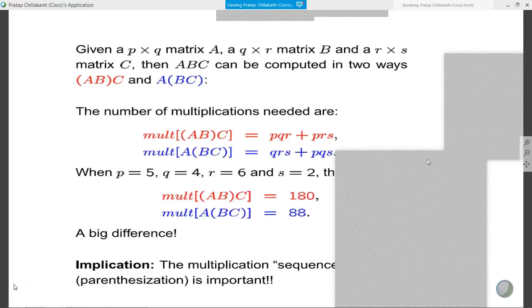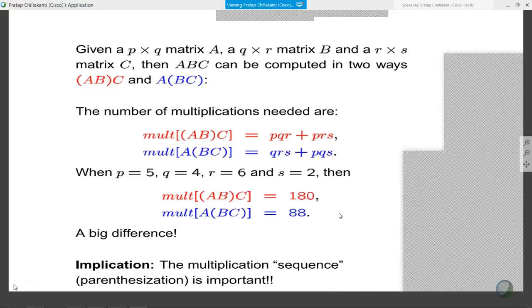Okay, now you can see here, when P equals 5, Q equals 4, it gave dimensions, right? Now you can see the difference. Multiplying it one way gave you 180 multiplications. Multiplying it the other way gave you only 88. Correct? Obviously, the second way is much better, right? That is the key to dynamic programming. The trick is to figure out, given a set of matrices, remember I told you matrices happen all over the place in problem statements, right?